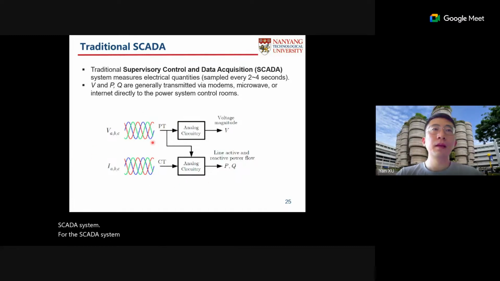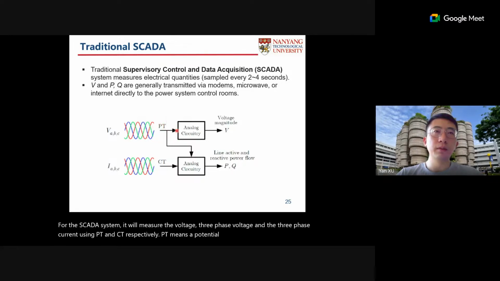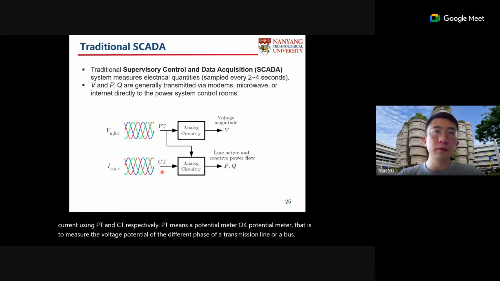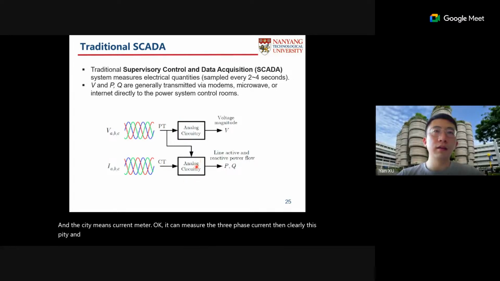Basically, the SCADA system measures the three-phase voltage and the three-phase current using PT and CT respectively. PT means potential transformer. That is to measure the voltage potential of the different phases of a transmission line or a bus. And CT means current transformer. It can measure the three-phase current. Clearly, these PT and CT are analog meters, so the outputs of these meters are analog values.